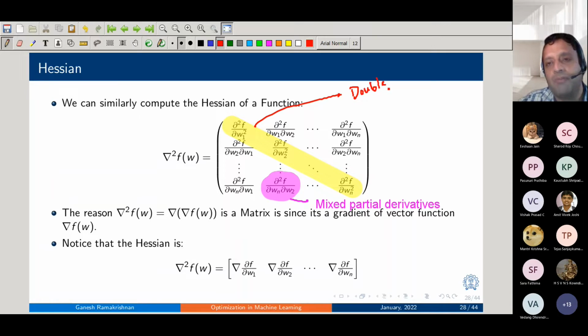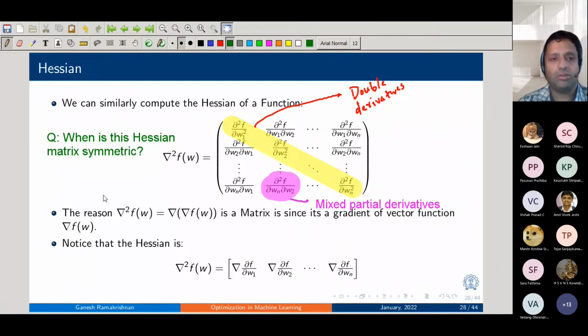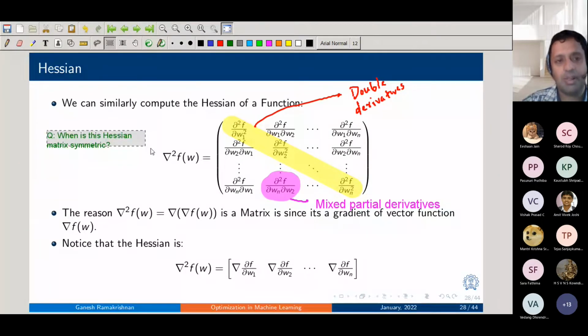Now, when do you think this Hessian matrix is symmetric? Anyone? Let me ask this question. When is this matrix symmetric? Anyone? So when the order of the differentiation doesn't matter? Yeah, but when does it matter? In convex functions? Not necessarily.